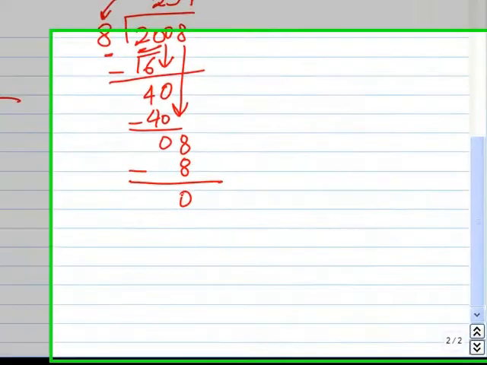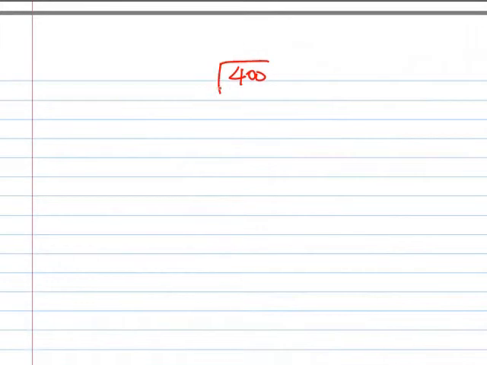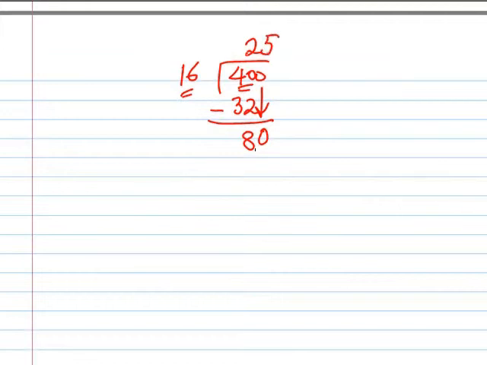So let's try dividing by a 2-digit number. I'm going to divide 400 by, let's say, 16. Now I'm going to look at the first 2 digits. 16 goes into 40 twice. 2 times 16 is 32. Take it away. You'll end up with 8. Bring the next one down, 80. How many times does 16 go into 80? That's 5 times. 5 times 16, that's 80. Subtract, 0, no remainder.